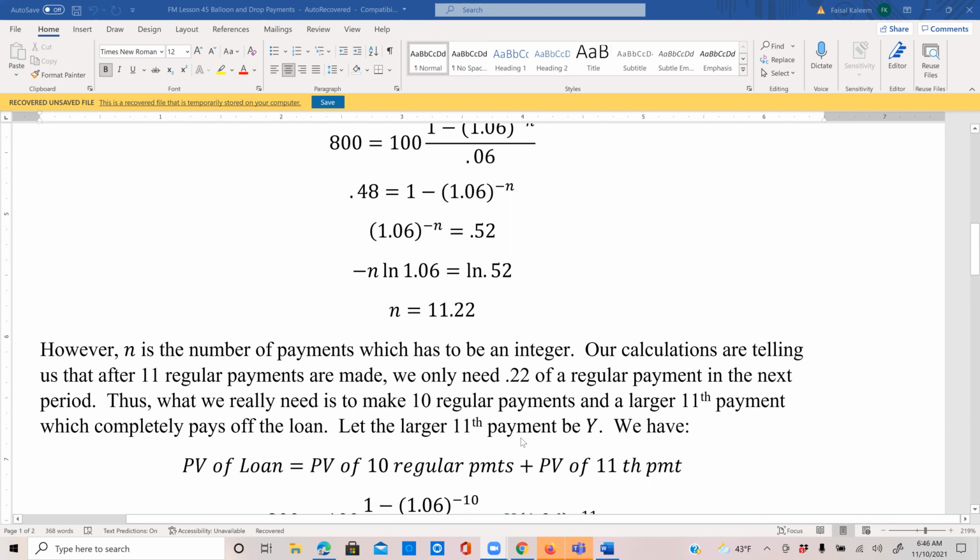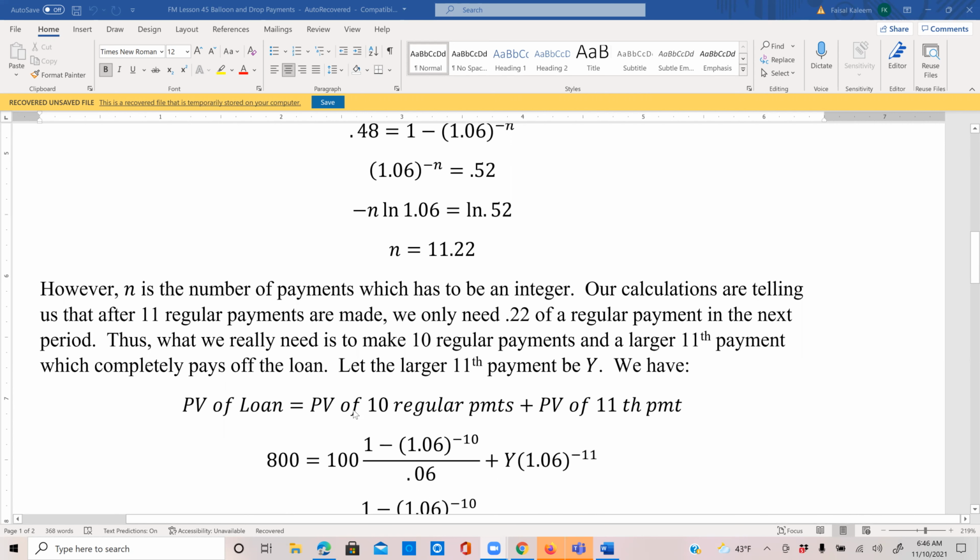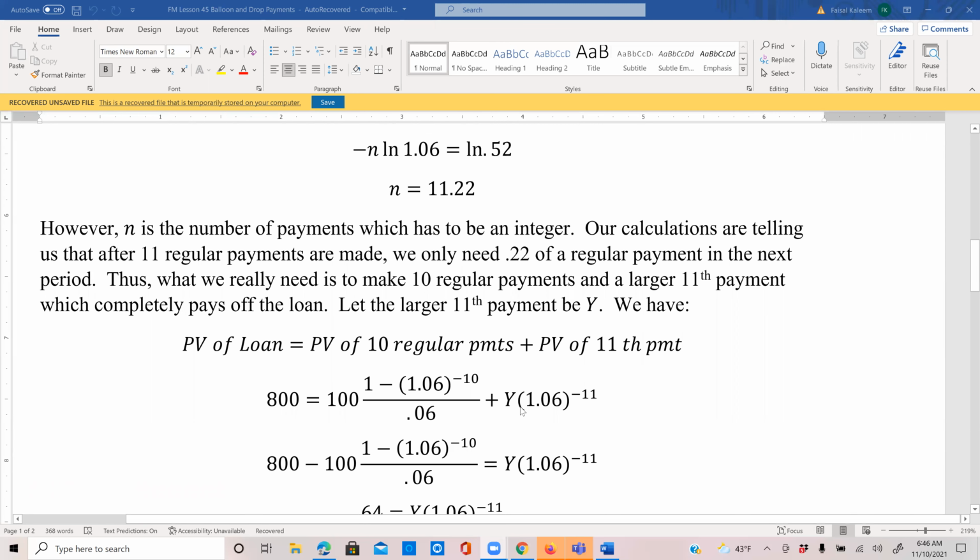So let the larger 11th payment be y. And now the equation that we set up is again the present value of loan equals present value of all the payments. And now we break up the payments into present value of 10 regular payments plus present value of the 11th payment. So 800 was the present value of the loan, and now we use the annuity formula for 10 payments. And the 11th payment is sitting at time 11 because it's annuity immediate, and in an annuity immediate, the payments happen exactly at the time. So for example, first payment happens at time 1, second payment happens at time 2, and so on. The 11th payment will happen at time 11.